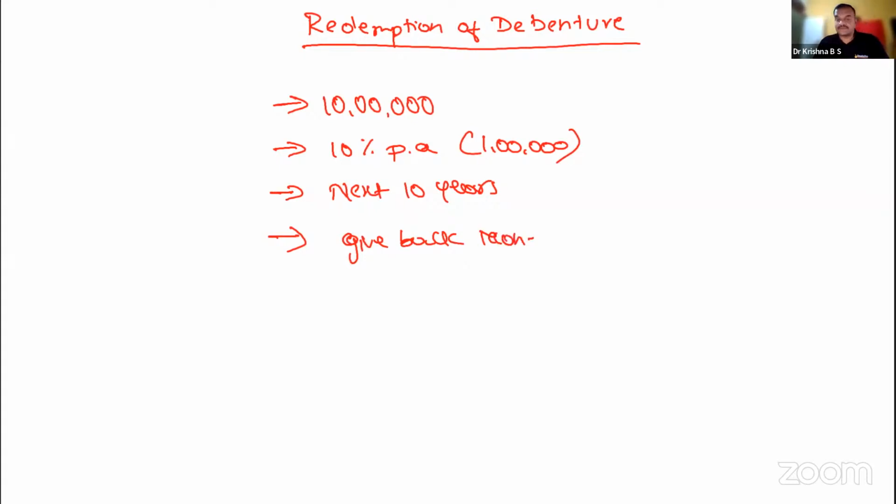Give back your money. Okay. So this 10 lakhs, whatever they have invested, is given back at the end of the 10th year. This giving back is called redemption. Giving back the money, which is taken in the form of debentures, to the debenture holders is called redemption of debentures.